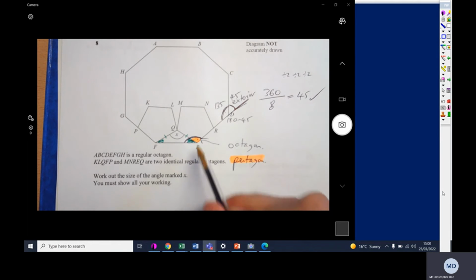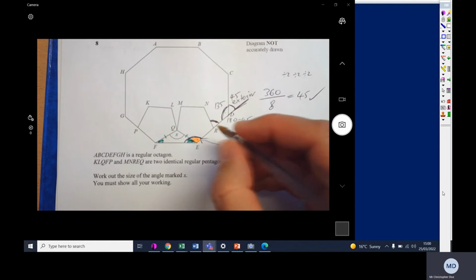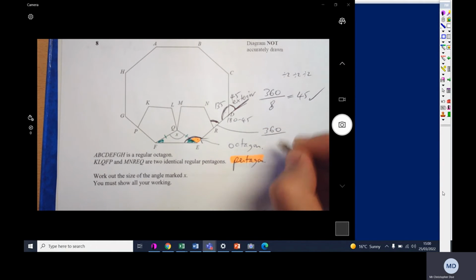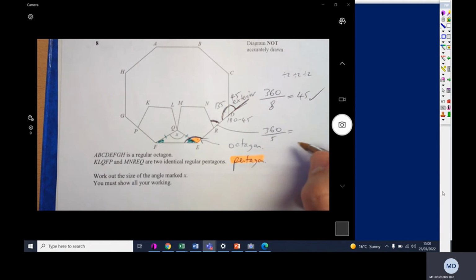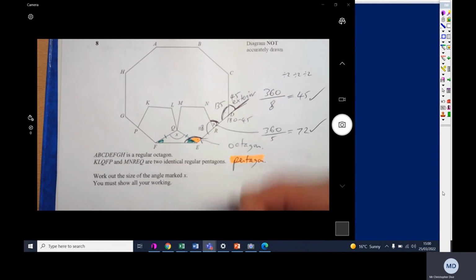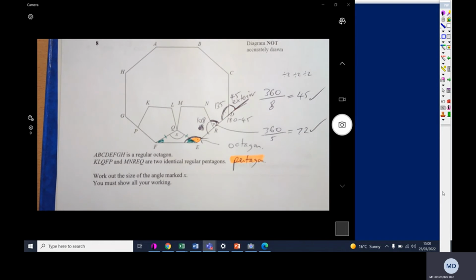I'm going to do the same for the pentagon, but the pentagon exterior angle is 360 divided by 5. To divide by 5, I'm going to divide by 10 to give me 36 and double it, so 72. That's your second mark for getting 72, but that means the interior angle is 108.